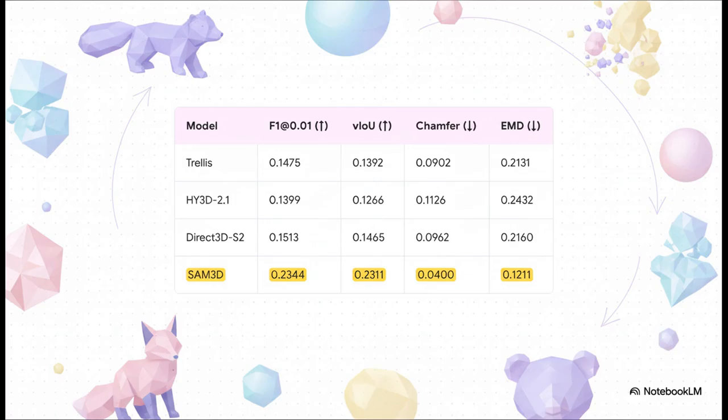And the hard numbers tell the exact same story. This table might look a little technical, but the story it tells is crystal clear. On all the important metrics for geometric accuracy, SAM3D is just in a different league. The numbers are dramatically better than all the previous work. This isn't a small improvement, it's a huge step change for the entire field.